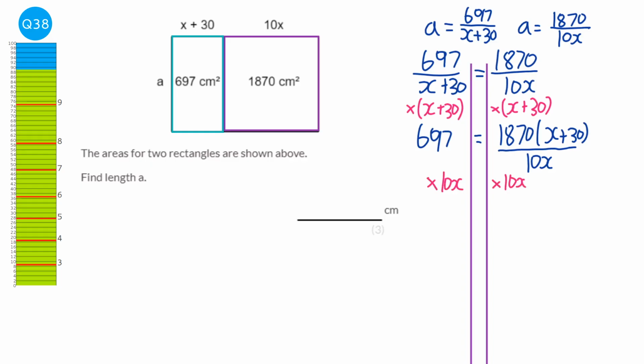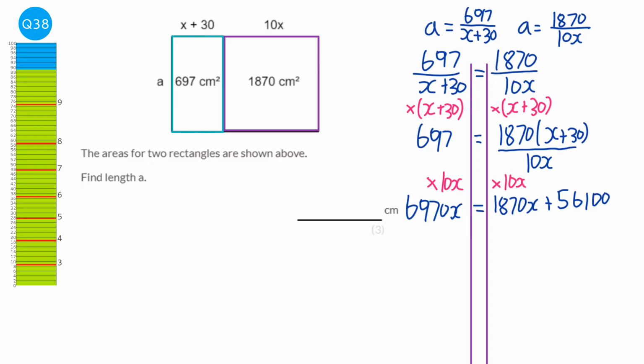So we've got 697 times 10, which would be 6,970x, because it's 10x. And it won't actually do anything to the right hand side, but I'm going to expand the top, the numerator. It just gets rid of the denominator. So let's expand while I'm here. So that would be 1870x plus, what is it, 56,100. I believe that's right. Yep. Okay, so now we've got x's on both sides.